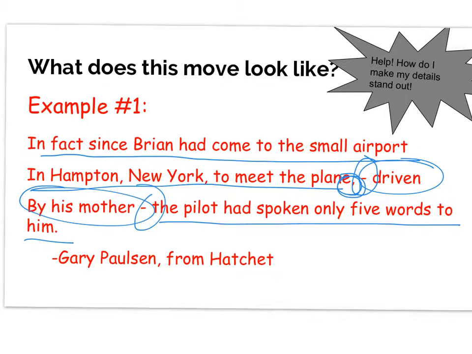So the writer wanted us to understand that his mom drove him to the airport, but without saying Brian's mom drove him to the airport, to the small airport in Hamden, New York, to meet the plane. He decided, how can I say that in a different, sophisticated way? Instead, he said, in fact, since Brian had come to the small airport in Hamden, New York, to meet the plane, driven by his mother, the pilot had spoken only 5 words to him. This is from the book Hatchet by Gary Paulsen.